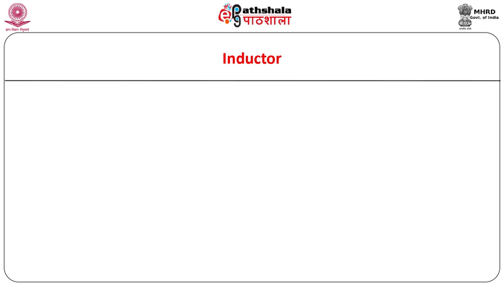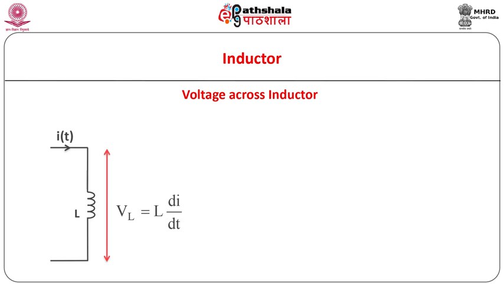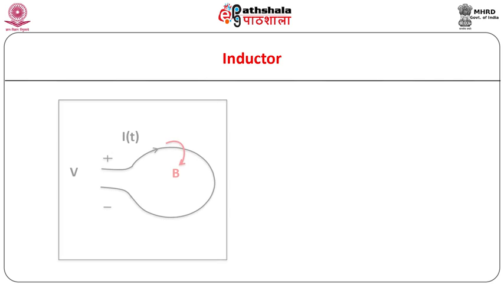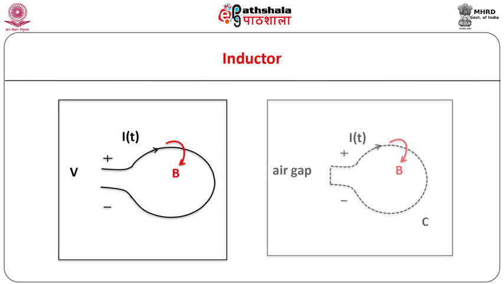We know that the voltage induced across an inductor of inductance L due to a time varying current i(t) flowing through it is given by L multiplied by di by dt. This result can be obtained using Maxwell's third equation, which represents Faraday's law. For understanding the derivation, let us consider an inductor with a single turn carrying current i(t) through it as shown. For application of the result, consider a closed contour C comprising of the single turn inductor and an air gap at its two ends as shown.